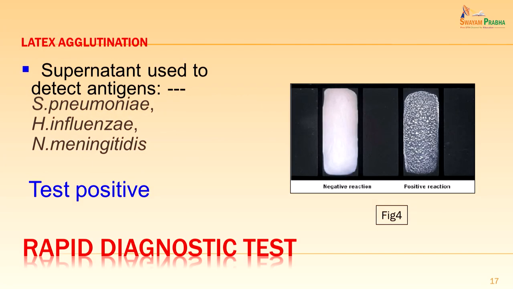So, the fastest report which was available was the latex agglutination test report or the rapid diagnostic test. The supernatant from the centrifuged deposit from container 2 was used for this and a latex agglutination kit was used. If the test was negative, it shows a homogeneous opacity. In this particular patient, the test was positive, so clumping was seen. This indicated a positive reaction, but with this test you cannot differentiate between Streptococcus pneumoniae, H influenzae and Neisseria meningitidis. It just shows that one of the three pathogens could be positive. Some of the kits also include Streptococcus agalactiae in this battery.